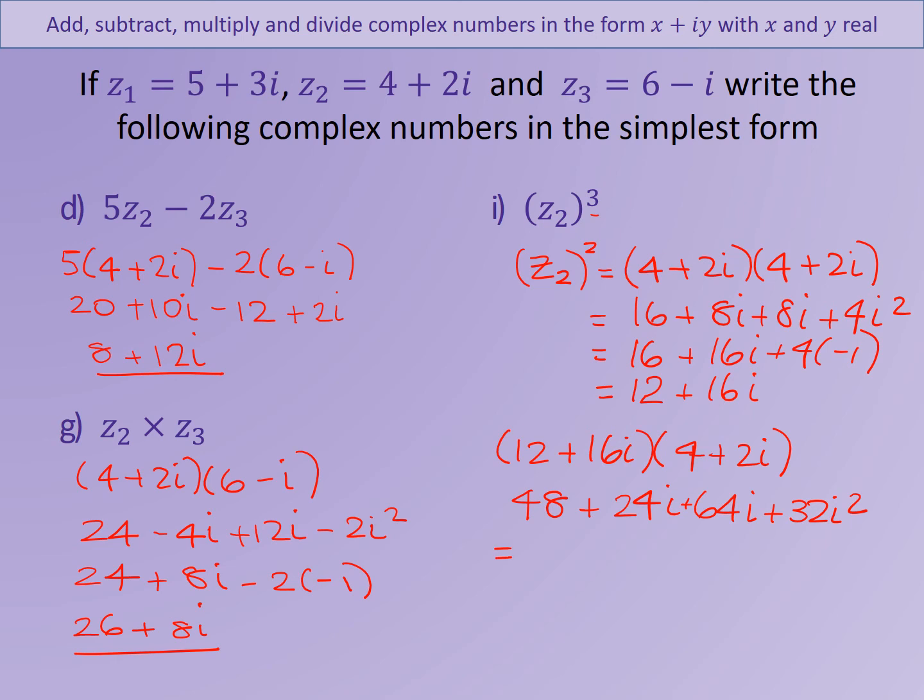Simplifying again, so I've got 48 plus 88i and then plus 32 multiplied by minus 1. This overall will simplify to 16 plus 88i. Now later there will be a faster way that you can multiply these out, but for now just using algebraic terms will do just fine.